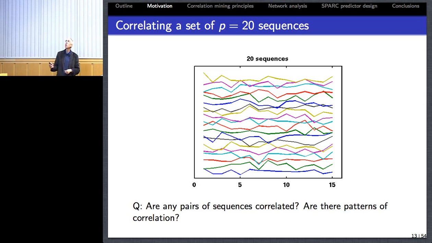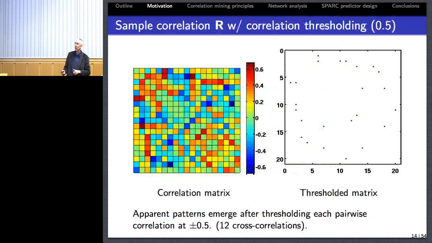When we go up to more sequences, we have a double whammy because now we have multiple testing not only over these time windows, but over multiple correlations. So with 20 sequences, you have on the order of 200 correlations, right? 20 choose 2. And so now we can ask, are there patterns of correlation here? And again, putting our threshold at level 0.5, we find 12 cross correlations.